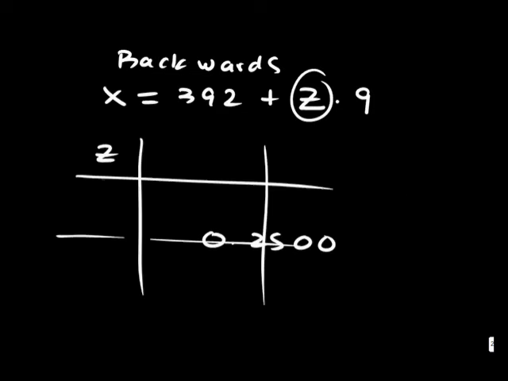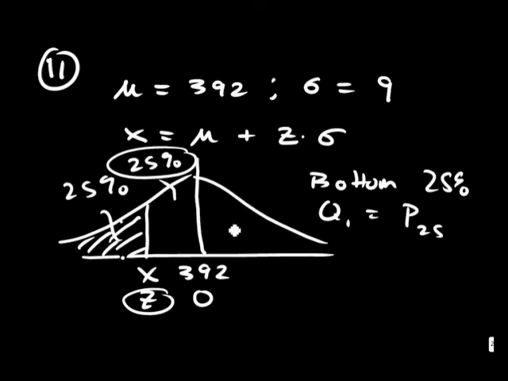Remember, we were looking for that z-score. It's to the left of 0, so it's negative 0.675. And this gets us pretty close. It's not exact, but it's close.